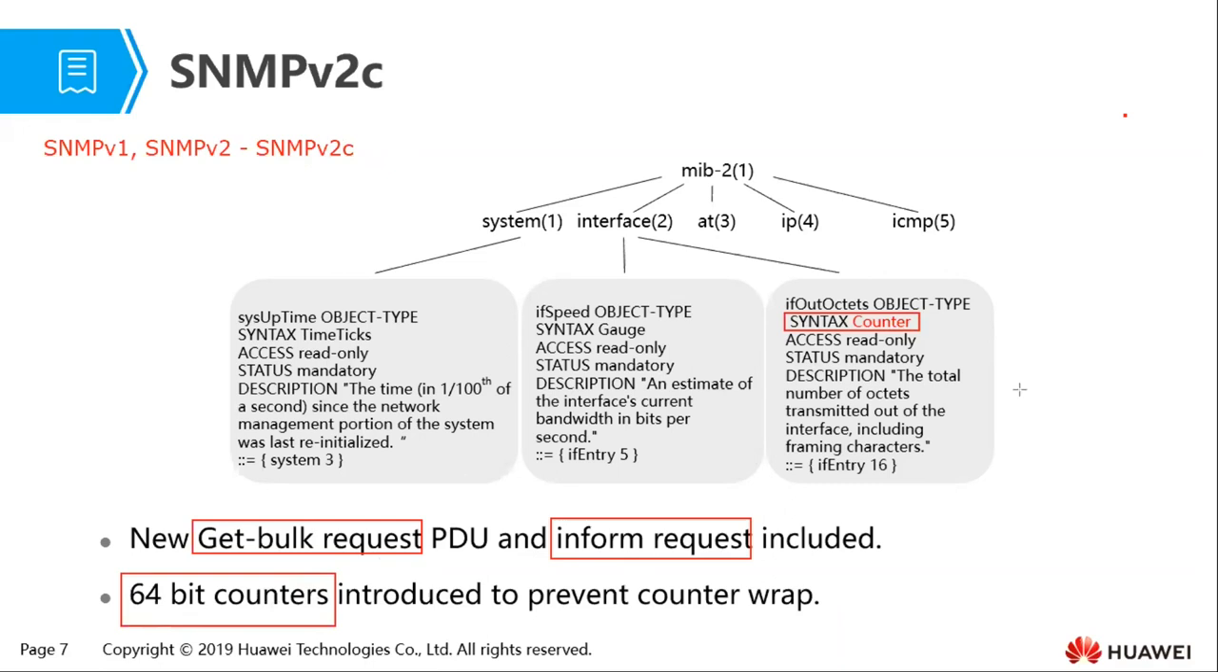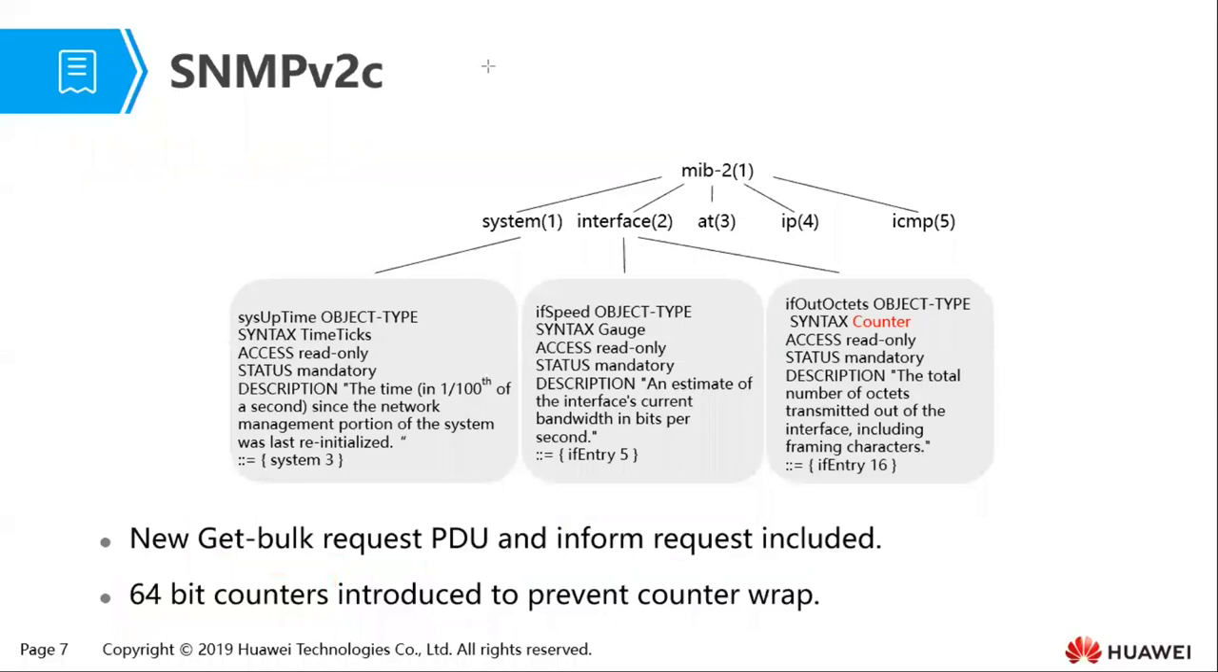But in the meantime, just understand that it used to be a 32-bit value, and that used to cause what we call a wrap. That is, it was easy for the values to go and then begin from the beginning, due to the communication that was happening between the NMS and the network elements. But now, with a 64-bit counter, it actually helped to prevent the counter wrap. So if you read the notes, you might understand that better.